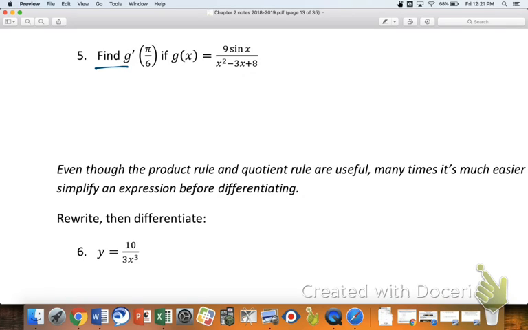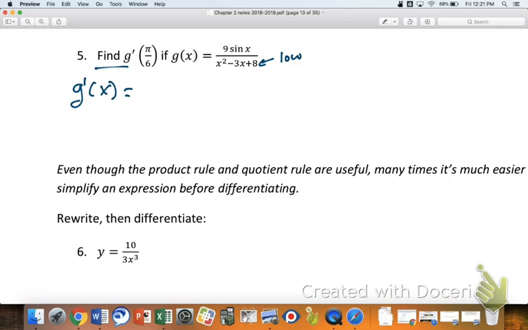This one's pretty clear. If I'm going to find g prime of pi over 6, I have to find what first? G prime of x. I've got to find that first, and then I can do the whole pi over 6 thing. So if I'm going to find g prime of x, probably the first thing I'm going to look at up there is, whoa, that's a fraction, right? Probably the easiest way, there are other ways to do this, would be the quotient rule.